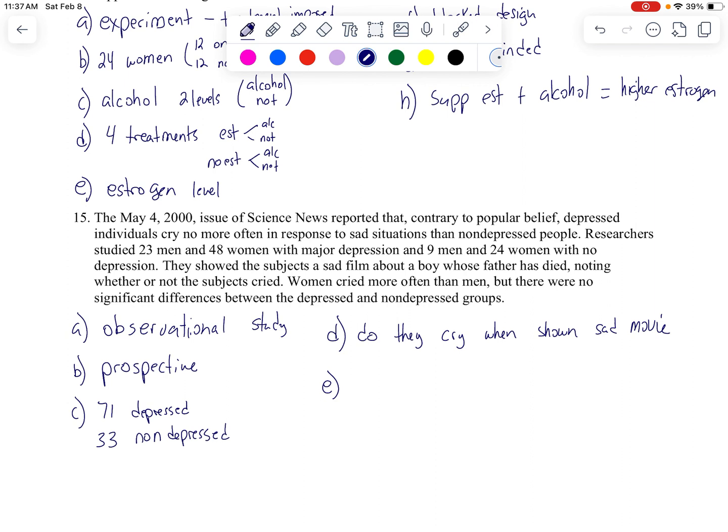And E, what conclusion can we make? And again, this is my pat answer typically for any observational study. There was no random assignment. There was no control group. No conclusion can be made.